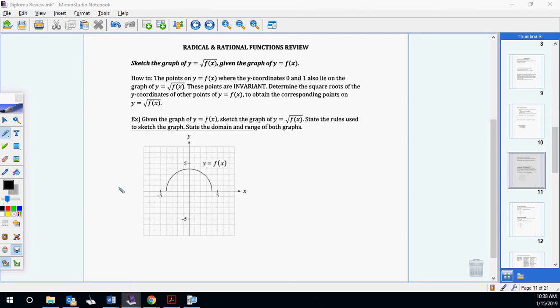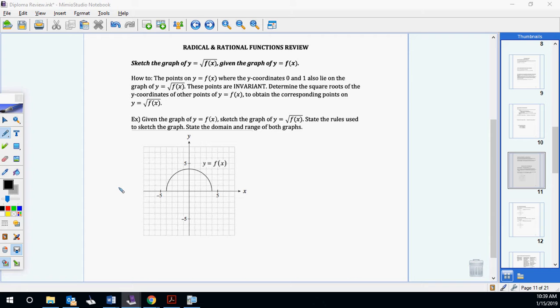4, radical and rational functions review. We're just staying with this piece today. Again, this is review for you guys. The bold is the concept, the curriculum standard you should do. The how-to refreshes how to do it, and then we have an example of doing it. If you're wondering what all that stuff is, that's what it's saying.